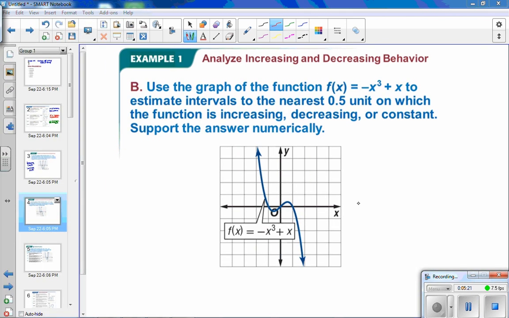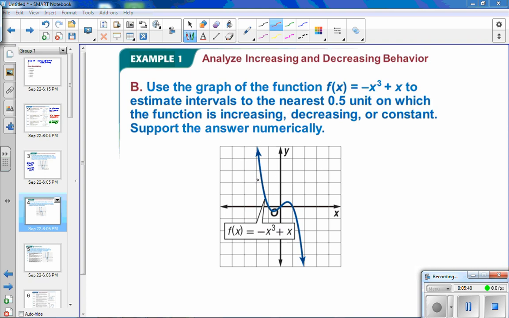Now, if we take a look at this example, our function f of x equals negative x cubed plus x. And again, we're trying to find the intervals where it's increasing, decreasing, or constant. So again, move from left to right. So you're always starting when x equals negative infinity, as long as the arrow is going towards negative infinity.